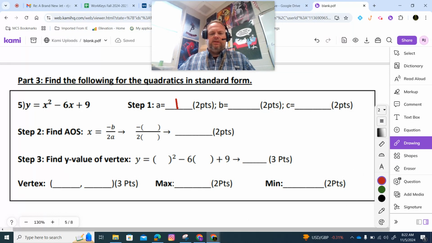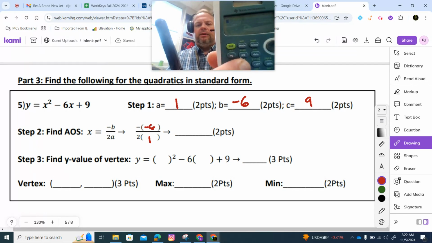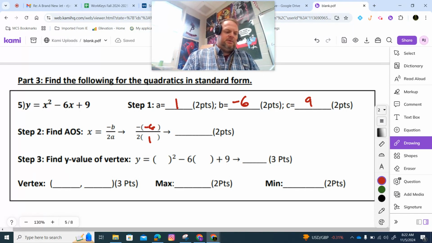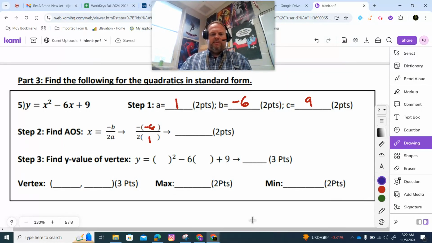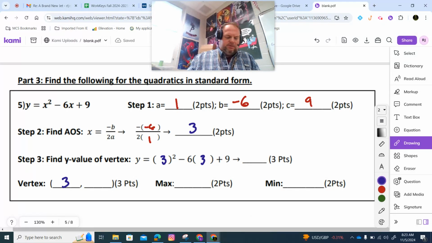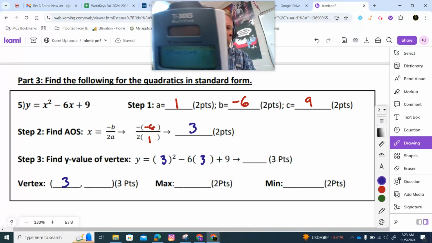So this is 1, this is -6, this is 9. -6 over 1. You can type this into the calculator. Negative parenthesis -6, 2 parenthesis 1. Alright, so that goes there. I know it also goes here. So I'm plugging it in right there, plus 9. All right. Hey, there's a number some of y'all are familiar with. 0.